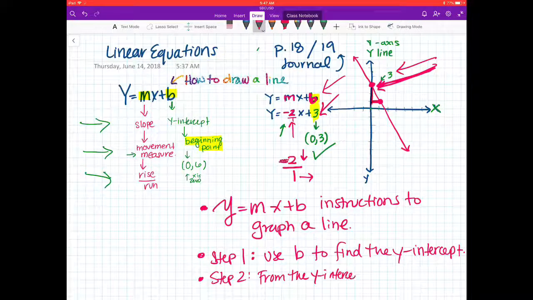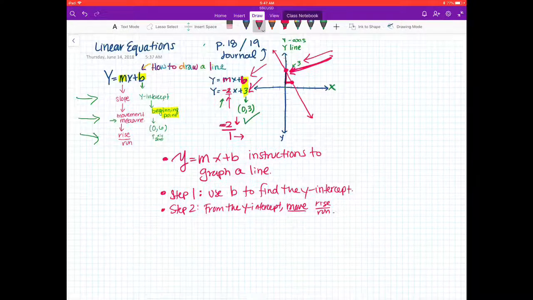From the y-intercept, move. Do your rise over your run. Okay? All right. Go ahead and push pause if you need to catch up. You're going to need to know how to do this for your IXL.